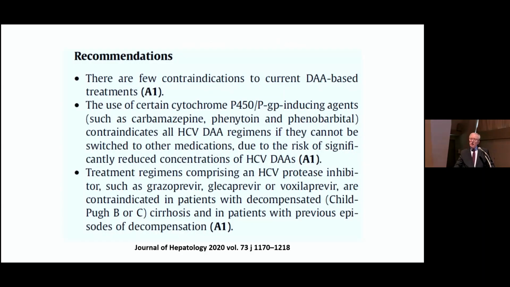There are several contraindications: use of certain cytochrome P450 and P-gp inducing agents such as carbamazepine, phenytoin, and phenobarbital. Also, treatment regimens comprising HCV protease inhibitors such as grazoprevir, glecaprevir, and voxilaprevir are contraindicated in patients with decompensated cirrhosis, Child-Pugh B or C.